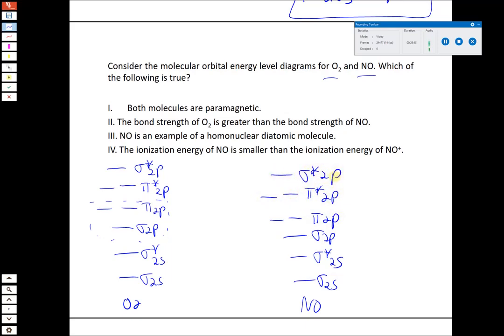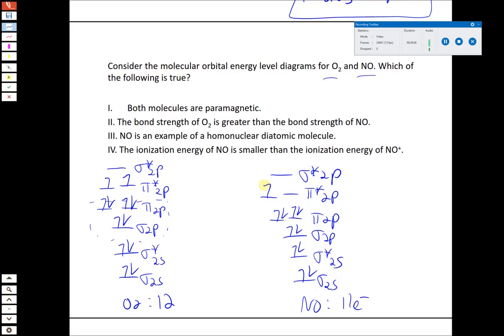So we just have to populate these with electrons. O2 has 12 valence electrons. Each oxygen has 6. NO is going to have 11. So when we put electrons into O2, we did this one in class, we get 1, 2, 3, 4, 5, 6, 7, 8, 9, 10, 11, 12. And then for NO we have 11, so we're just going to have almost the same thing, but just 1 fewer electron. 10, 11.